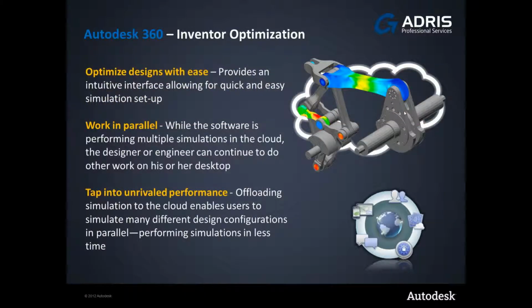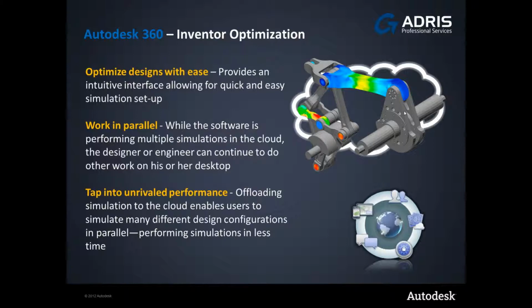So Inventor Optimization provides an easy, intuitive interface allowing for quick and easy simulation setup. While the software is performing multiple simulations within the cloud, the designer or engineer can continue to do other work on his or her desktop. Offloading simulation to the cloud enables users to simulate many different design configurations in parallel, performing simulations in much less time.